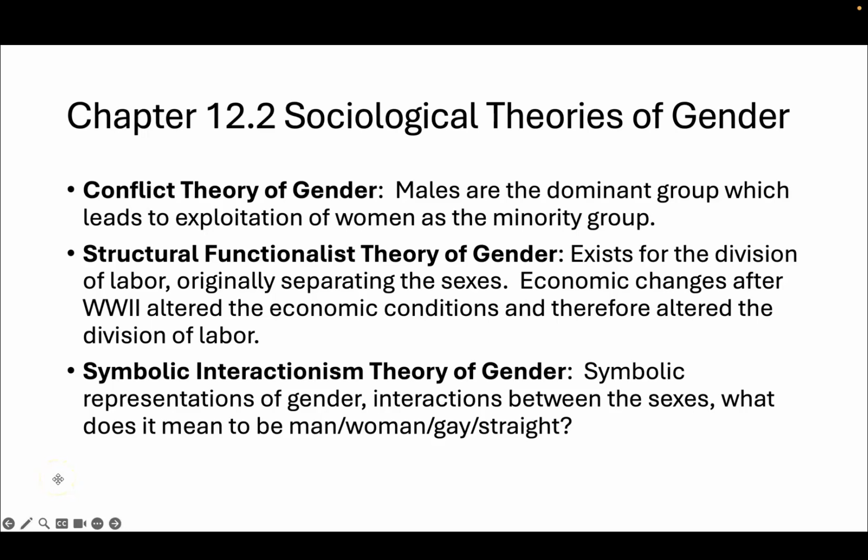And we're back to learn about sociological theories of gender. All right, so let's take a look at conflict theory. So, conflict theory of gender is going to say that males are the dominant group and that they actively seek to exploit women as the minority group, right?